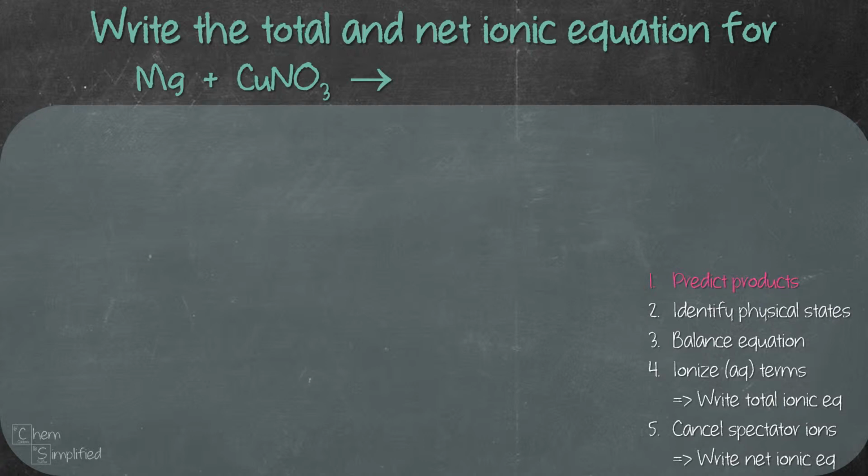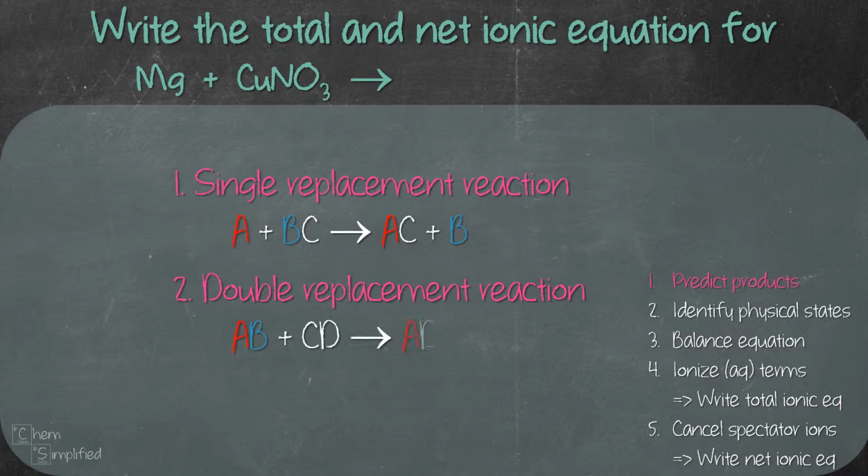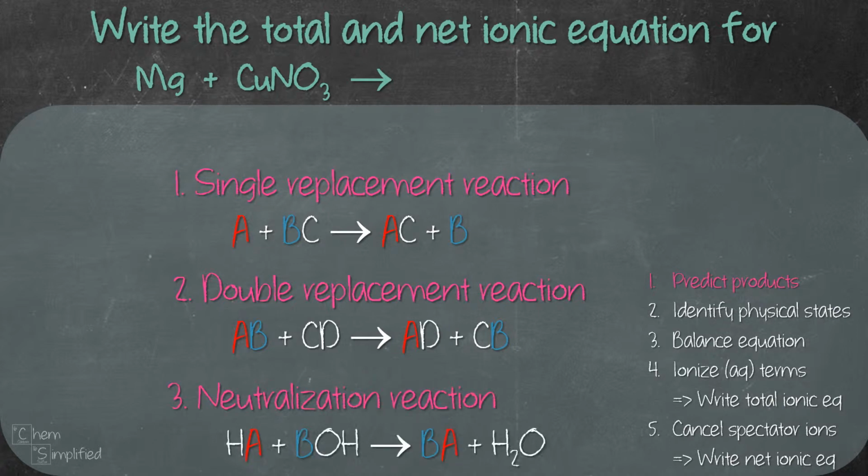Generally, there are 3 types of reactions involving net ionic equations. The first is a single replacement reaction, where A and B will swap places. That's why it's called a single replacement. The second type is a double replacement, where AB and CD will both swap partners with each other. Since 2 terms are swapped, that's why it's called a double replacement reaction. The third is neutralization, where an acid and base react to form a salt and water, H2O.